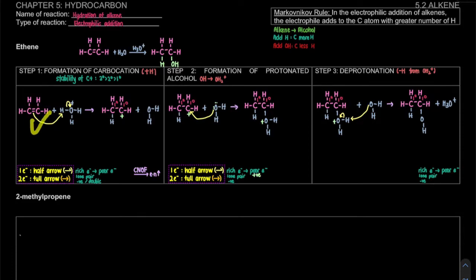First one is from our alkene. It will react with our acidified water. Remember, acidified water means water, H2O, and if acidified, we add another H plus, so it becomes H3O plus. In this case, first we take the hydrogen. The hydrogen must be added to the carbon with more hydrogen.